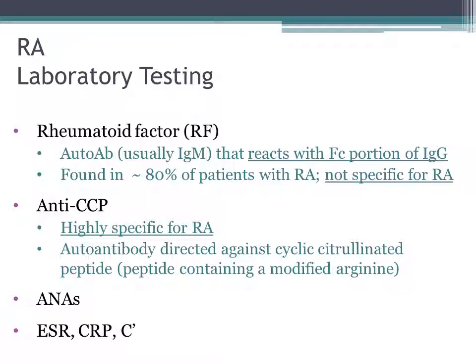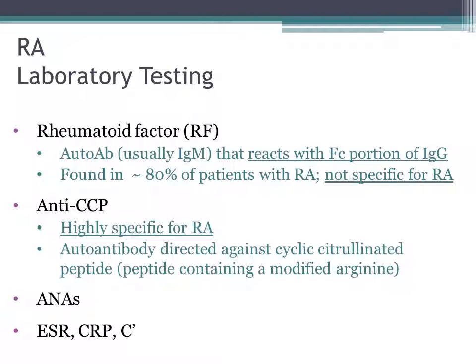There's a more specific test available now called the anti-CCP. This one is specific for RA. This is an antibody directed against cyclic citrullinated peptide. And so where this is available, and the doctor wants to confirm the diagnosis of RA, this would be a good choice. ANAs are often positive in patients with rheumatoid arthritis.